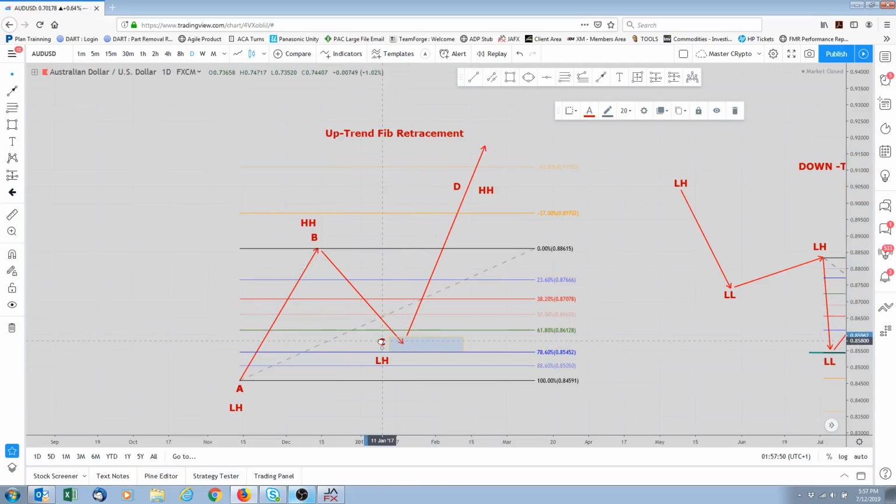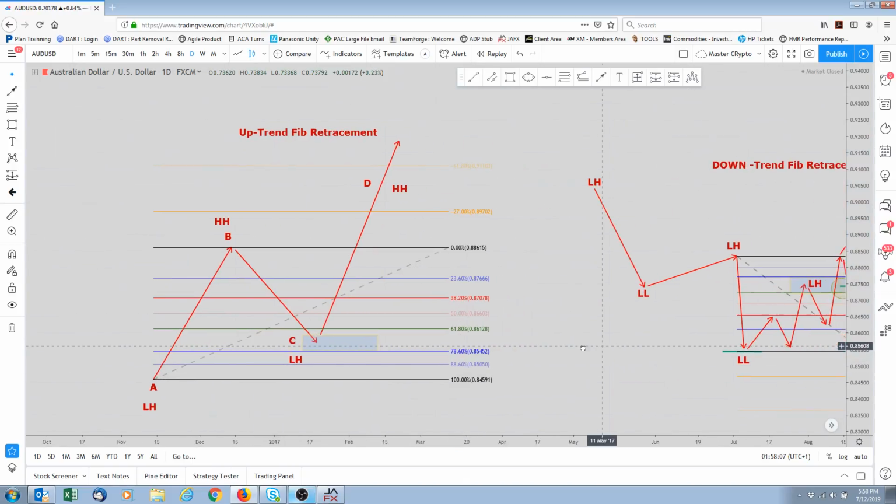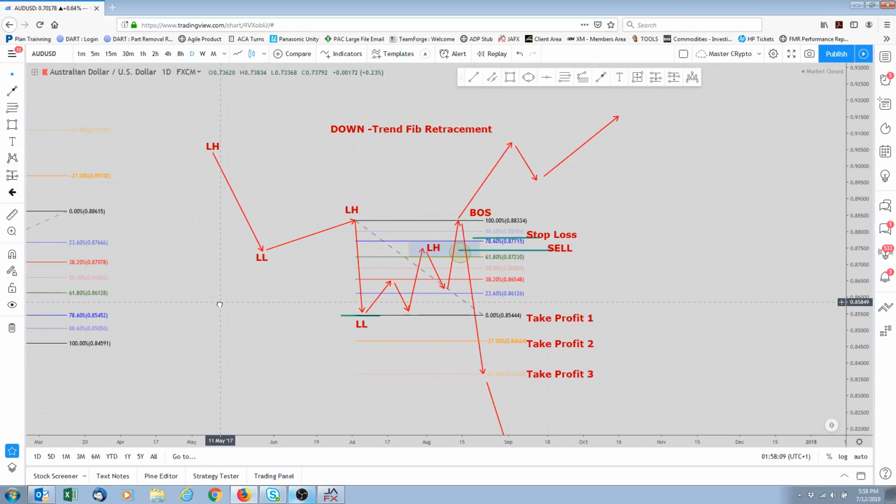So it'll reach point C, and then point D is where we take profit. So A, B, C, D. Just remember that. Okay, so this is an uptrend. You can see this is how we use Fibonacci in an uptrend. So now I'm going to go to a downtrend.